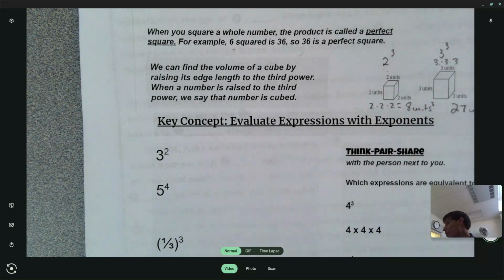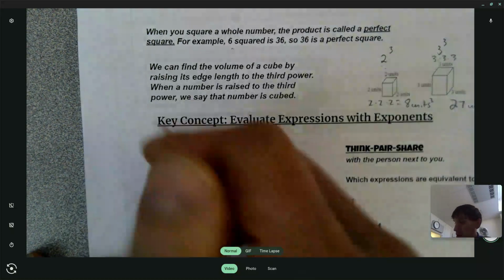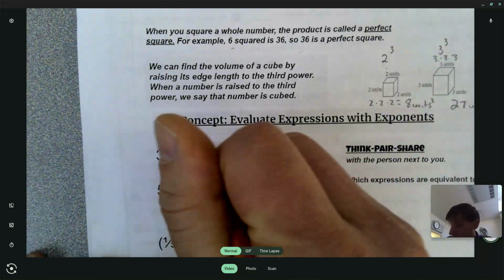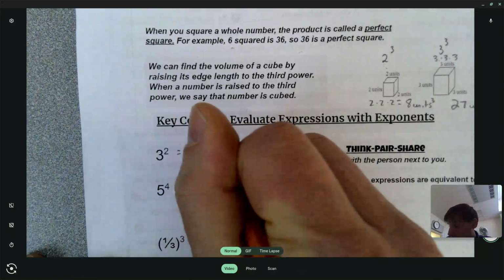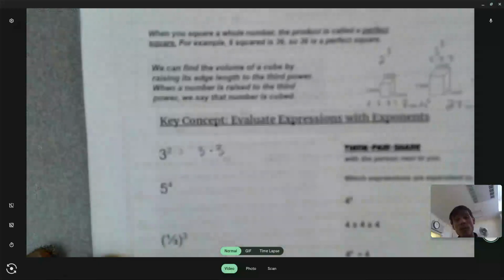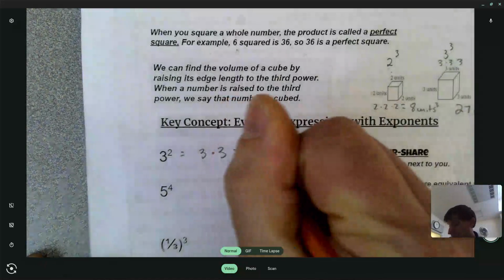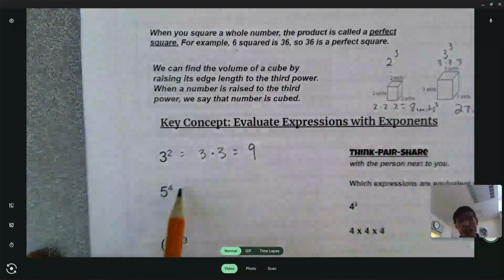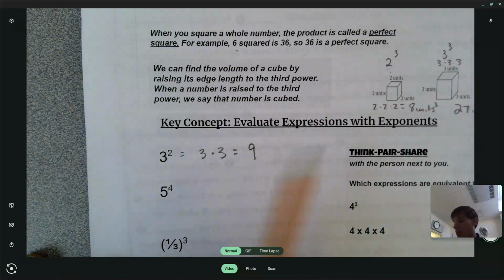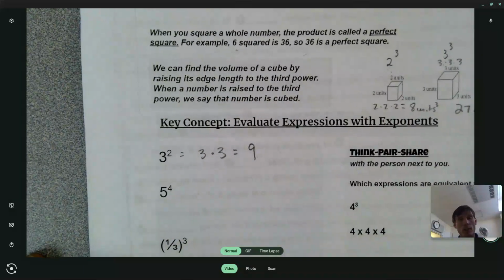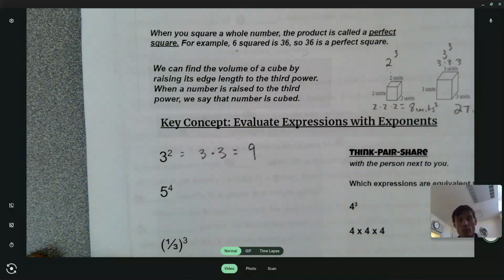Our first one, we have 3 squared. Of course we know that to mean 3 times 3. And again, use that dot. Don't use the x to represent multiplication. 3 times 3 is 9. They didn't tell anything about units. It wasn't a word problem. So we can just have 9 as a solution. We don't have to write units to the second power.